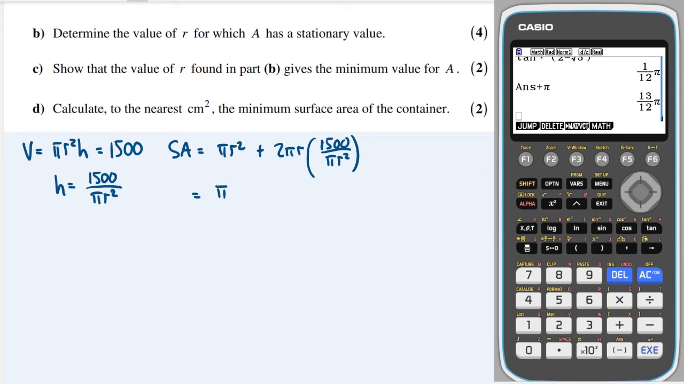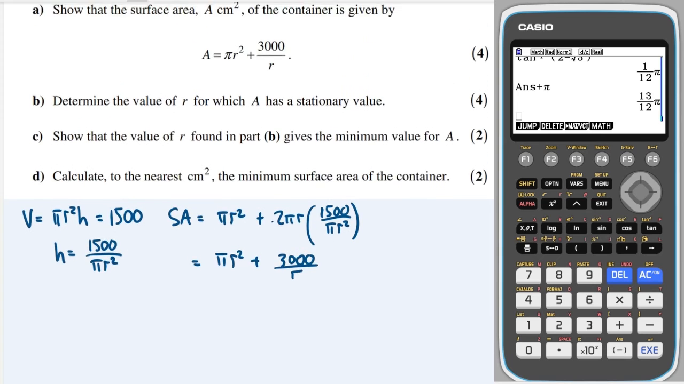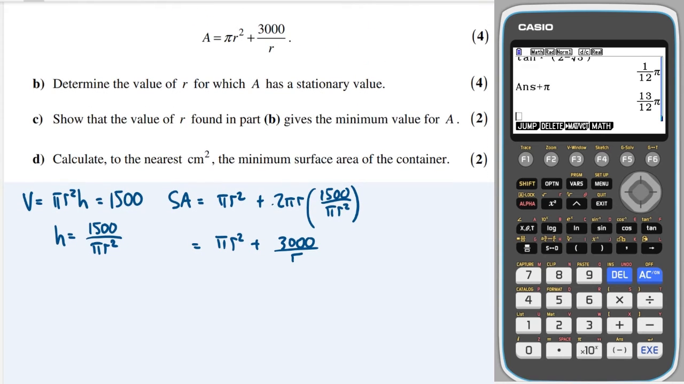So therefore the surface area is pi r squared plus 2 times 1500, which is 3000. The pi and the divide by pi cancel. The r and the divide by r leaves me with 1 over r. And that's what is required.